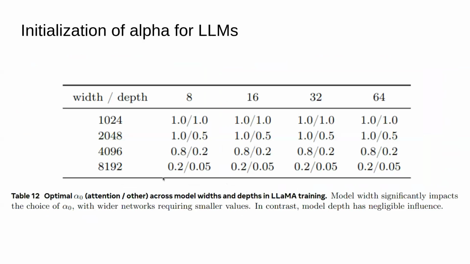And this is basically they again show the impact for different width to depth ratios. I don't think we need to go into detail with this. The point is just that they show that you can basically make a guide on how to choose the initialization for alpha depending on the size of the LLM, right?